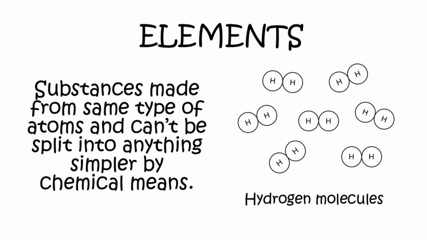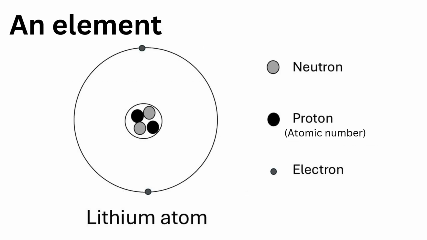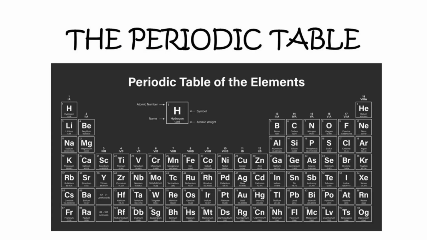An element is a pure substance made up of only one type of atom. It cannot be broken down into simpler substances by chemical means. Each element is defined by the number of protons in the nucleus of its atoms, known as the atomic number. Each element has a unique atomic number, which is the number of protons in the nucleus. There are 118 known elements, and they are organized in the periodic table.